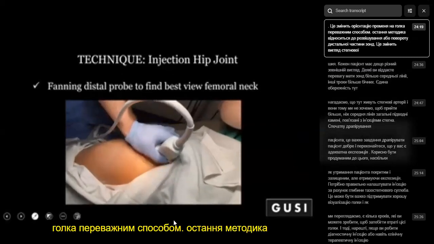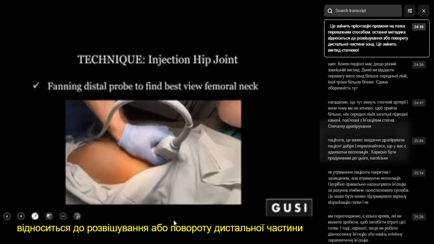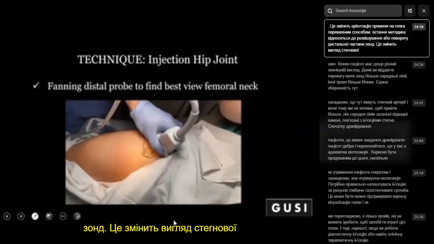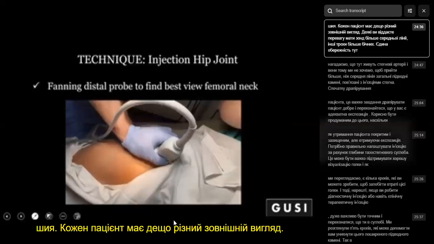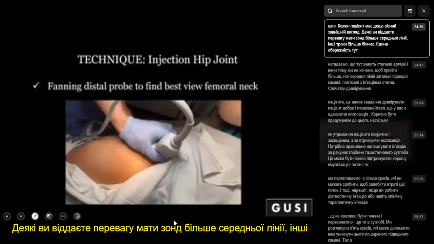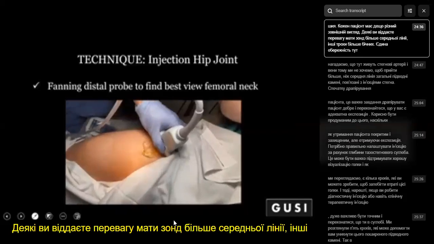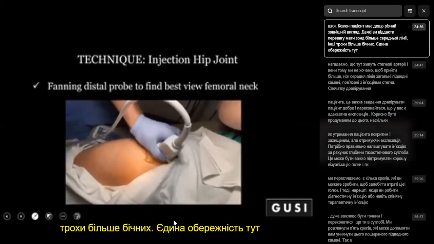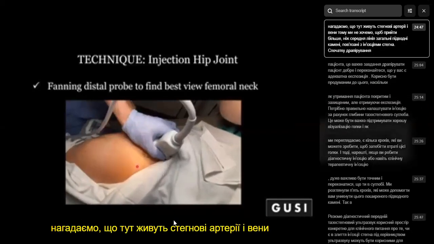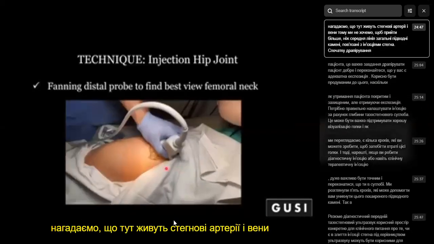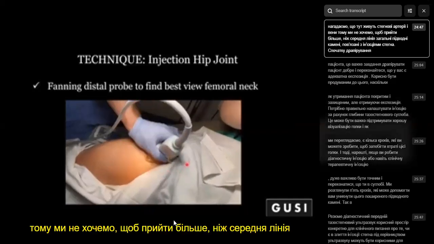The last technique relates to fanning or pivoting the distal part of the probe. This will change the view of the femoral neck. Every patient has a slightly different appearance. Some you'll prefer to have the probe more midline, others a little more lateral. The only caution here is be reminded that the femoral arteries and veins live here, so we don't want to come more than midline.